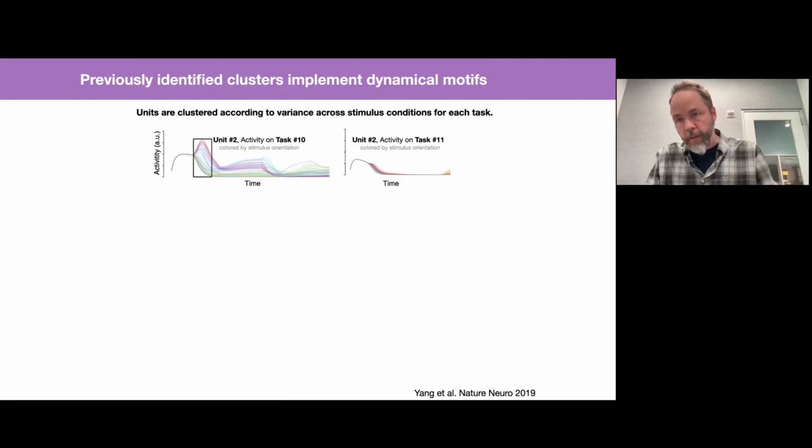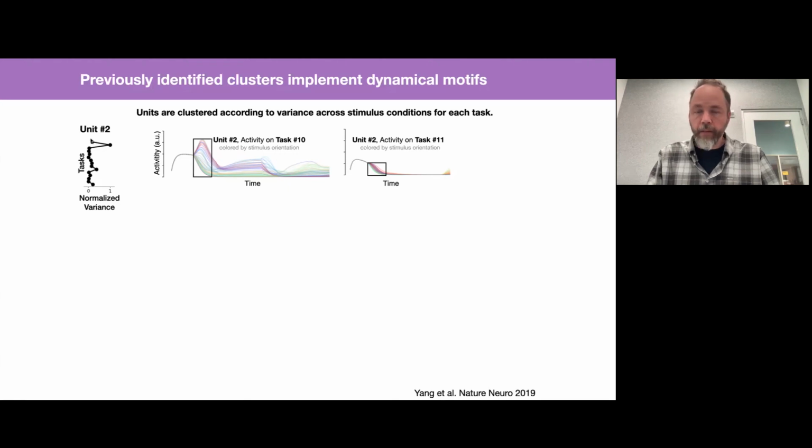And Robert did this for the stimulus period to do this variance computation. And what you get is that as a function of all the different tasks, you get a normalized variance. How active was the unit? So for task 10, not very active. For task 11, not very active. Okay, so you can get this barcode for the units.